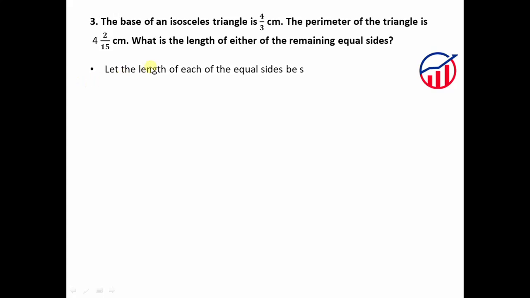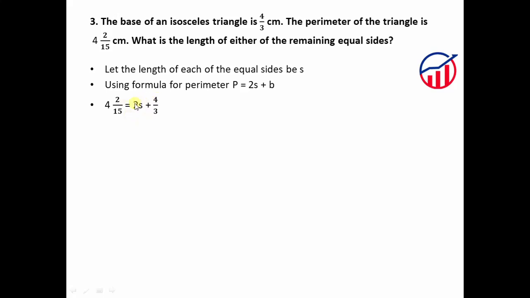Let the length of each of the equal sides be s. You can take any letter for that matter, x, y, z, whatever. I have taken s, so it becomes easier. Using the formula for perimeter of an isosceles triangle, the perimeter is twice the sides plus b. We have been given that perimeter is 4 2/15, 2s is as it is, and 4/3 is the base of the isosceles triangle.